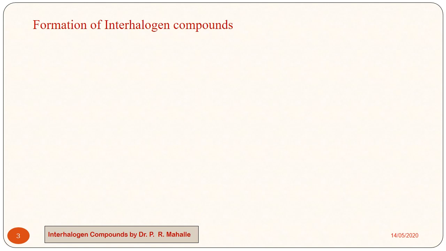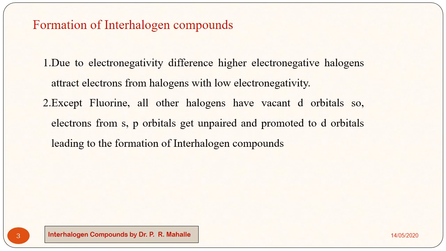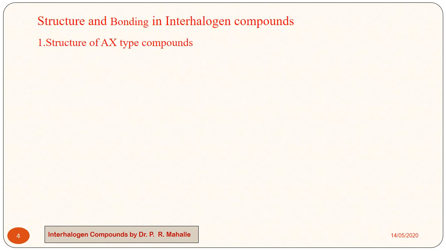So we will discuss the formation of the interhalogen compounds. Due to the electronegativity difference, higher electronegative halogens attract the electrons from halogens with lower electronegativity, and therefore the interhalogen compounds can be formed. Except fluorine, all other halogens have vacant d orbitals. So the electrons from the sp orbitals get unpaired and promoted to the d orbitals, leading to the formation of interhalogen compounds. We will see some structure and bonding in the interhalogen compounds.